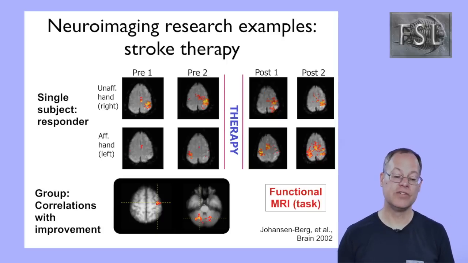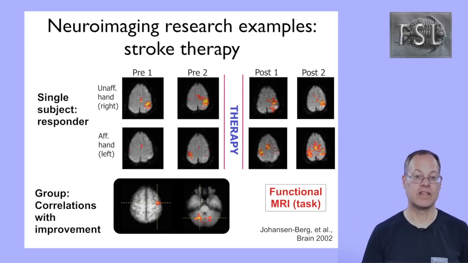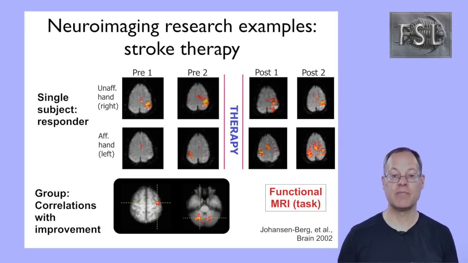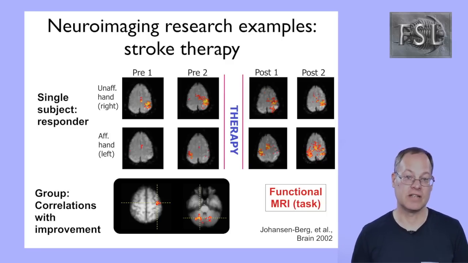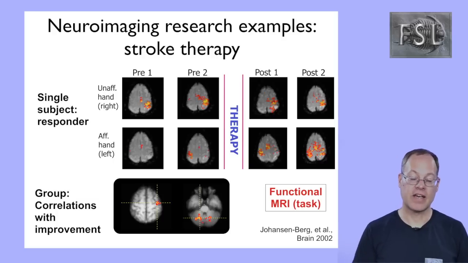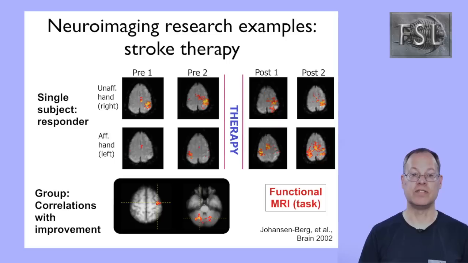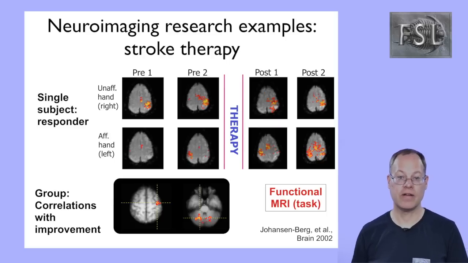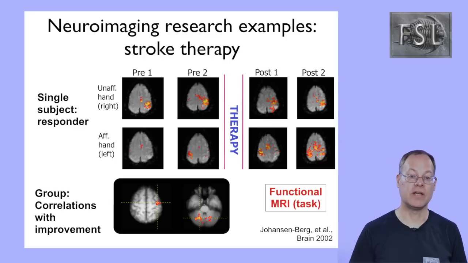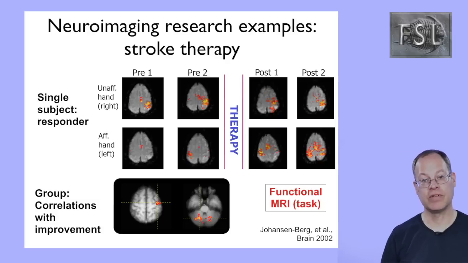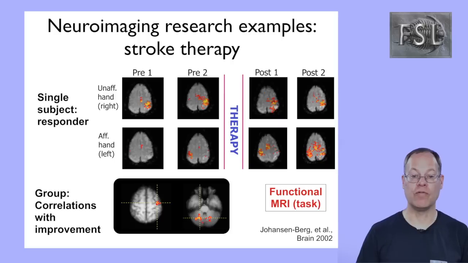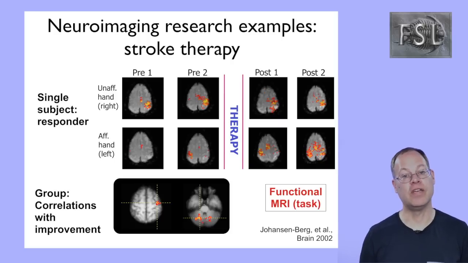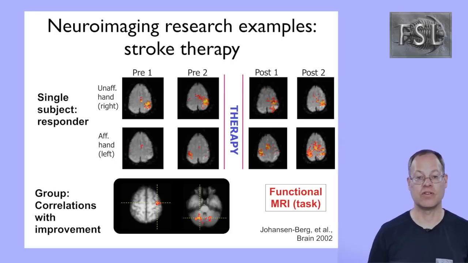Functional MRI comes in two different flavours. One of them is task, and that's when you're actually looking at the dynamics of the brain, you're putting the participant in the scanner and getting them to do some particular task. In this case, we're looking at a stroke study, and it was looking at people who'd suffered a stroke and how they responded to therapy, and particularly what areas of their brain were responding when they were having to do manipulations with their hands. One from the unaffected side and one on the affected side from their stroke.